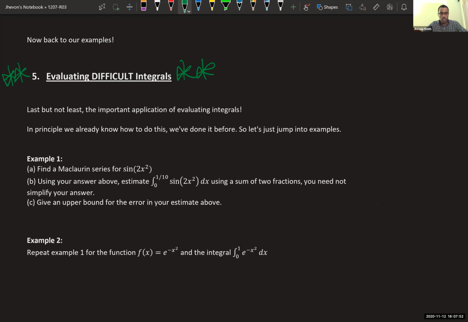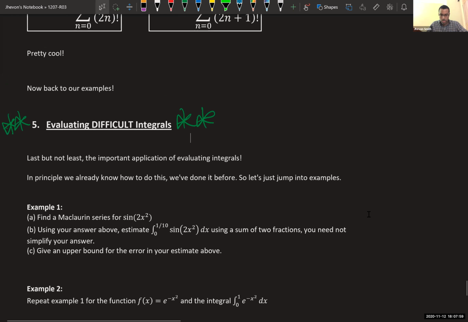So be careful. It seems like Caitlin's having internet trouble, but hopefully you go.